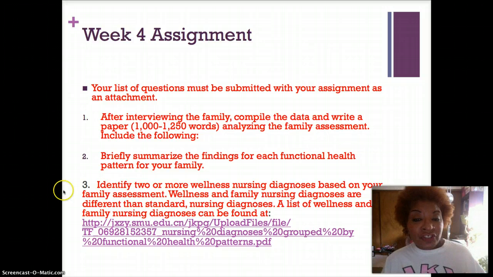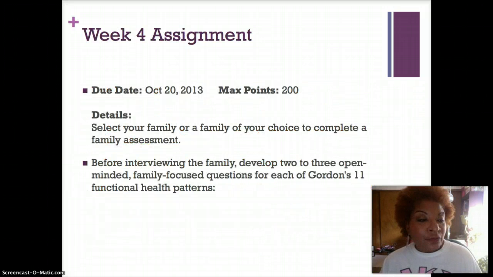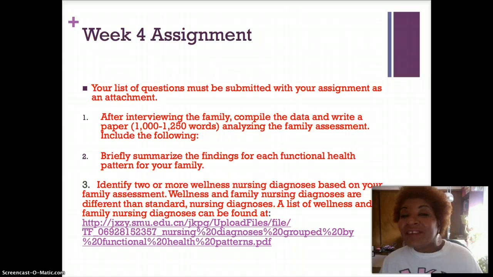When it comes to nutrition, you would summarize and say, Victor Gray really is dedicated to formulating his meals off of the food pyramid, whereas Melanie Gray might need more teaching because she really likes fried foods, popcorn, and a lot of salt. So you want to summarize the information that you're getting, what you're learning, because remember, we are learning to serve families and systems. So you want to briefly summarize the findings of each functional health pattern for your family.